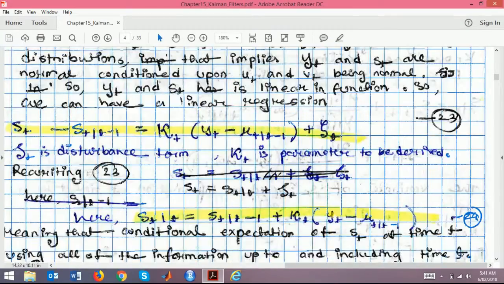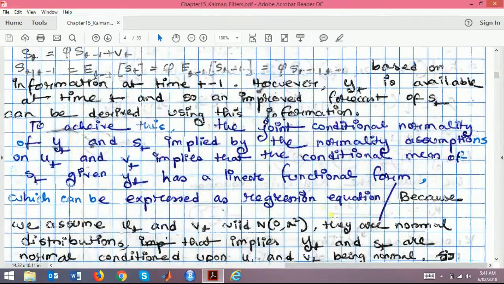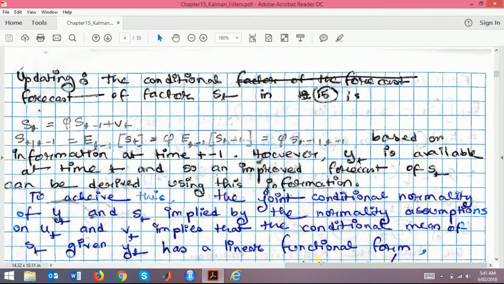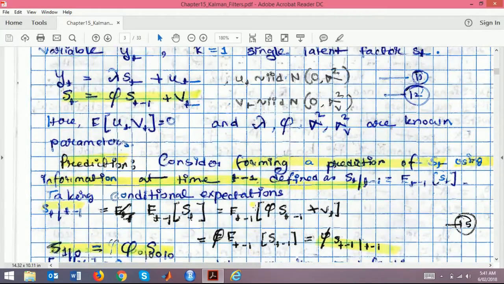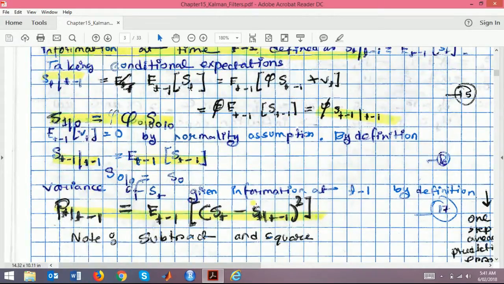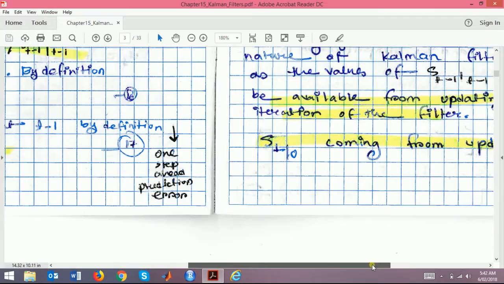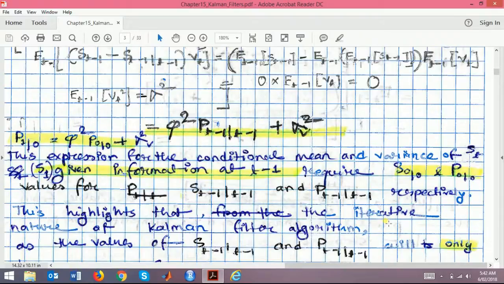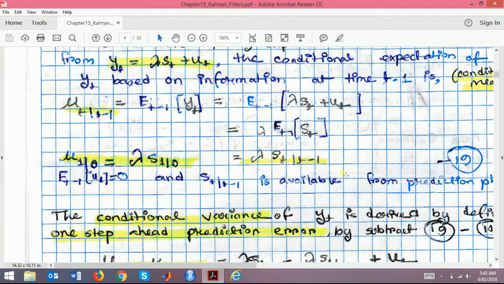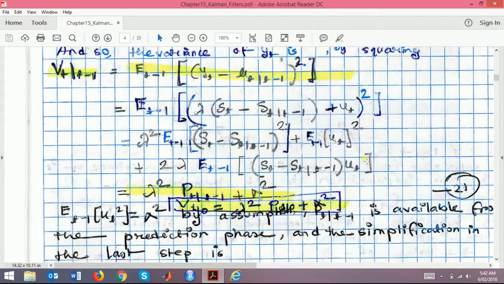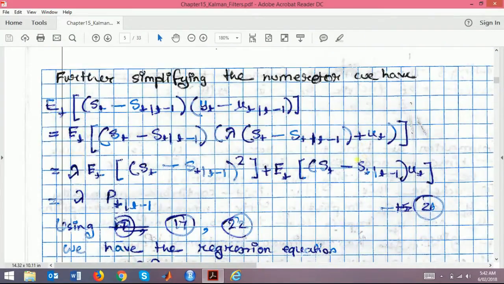in our prediction phase. This phase was updating, I guess. No. We used prediction, then observation, then update. So this information we use to make prediction on S10 and P10, and then we estimate the observations, which are mu1 0, mu1 0 equals lambda s1 0, simply the latent factor.